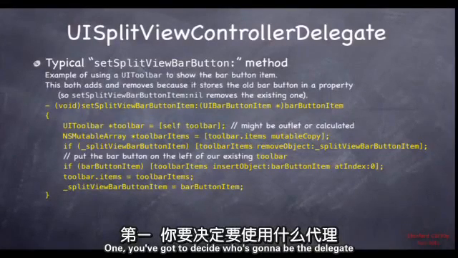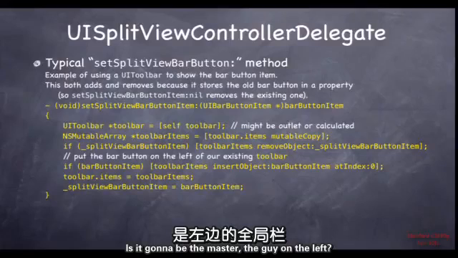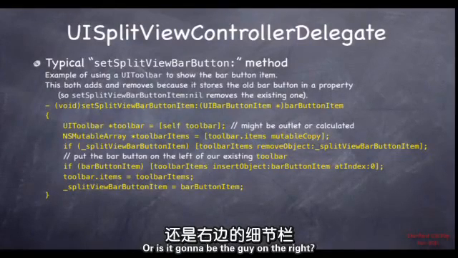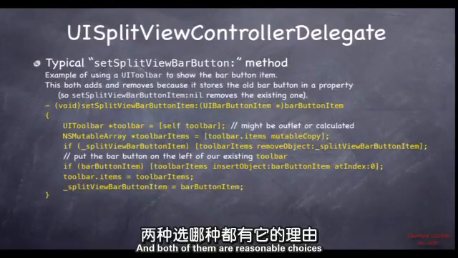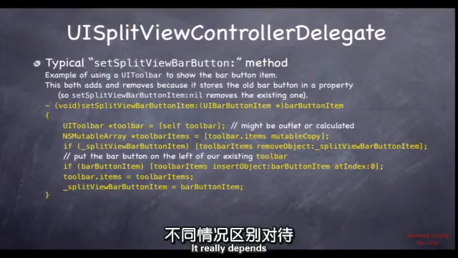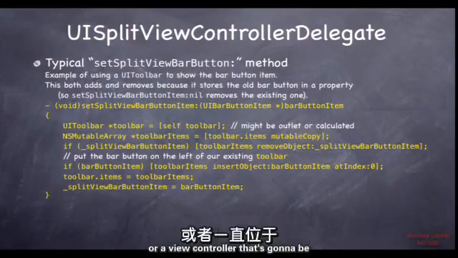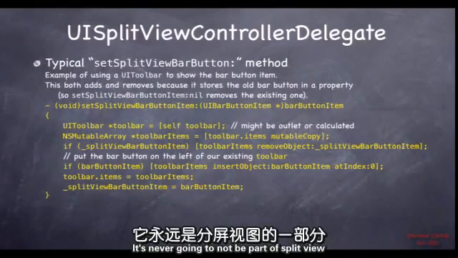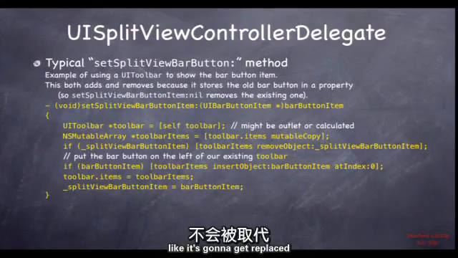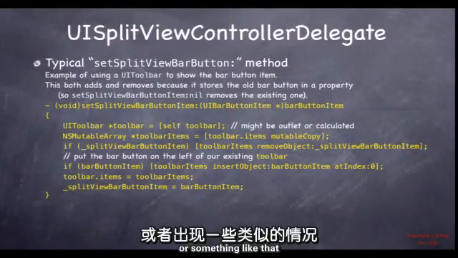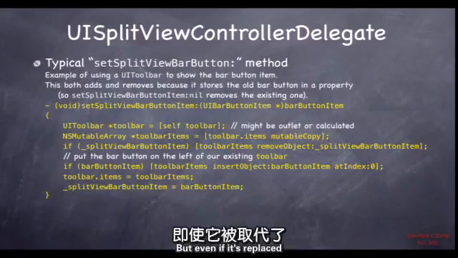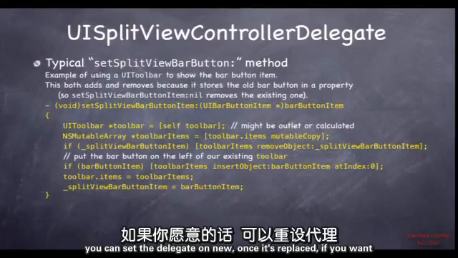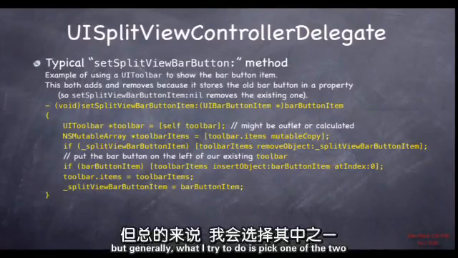But I will say two things about setting up your delegate. One, you've got to decide who's going to be the delegate. Is it going to be the master, the guy on the left, or the guy on the right? Both of them are reasonable choices. It really depends. I try to choose a view controller that's going to be in the split view all the time, that's never going to get replaced or something like that. But even if it's replaced, you can set the delegate anew once it's replaced if you want. But that's generally what I try to do, pick one of the two.